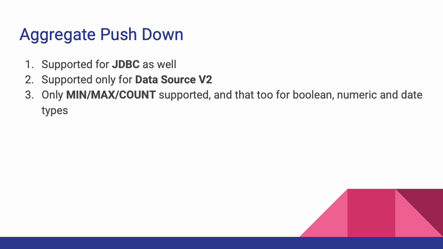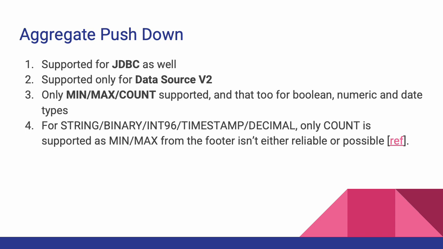In the case of Parquet, the statistics at the row group level are used to answer the queries, so only min, max, and count can be supported for aggregate pushdown, and that too not for all column types, but only for Boolean, numeric, and date types. For other types like binary, string, and timestamp, count aggregation is supported. But if you try to do a min and max, that won't benefit from aggregate pushdown, either because the ordering is not well defined or because there is truncation.